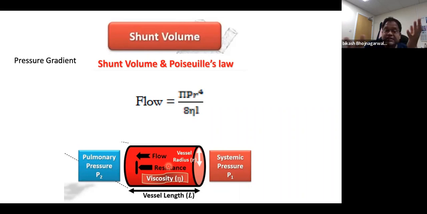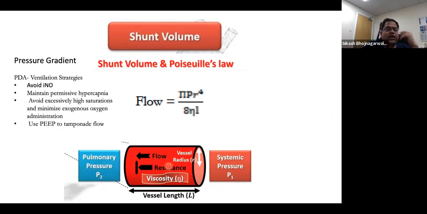So what is the difference? The flow would depend on the pressure gradient. So it's not as straightforward as depending only on the ductal diameter or the length. And we can modify this pressure gradient by various strategies, ventilation strategies. We're not going to discuss that in detail over here. That's beyond the scope at the moment.